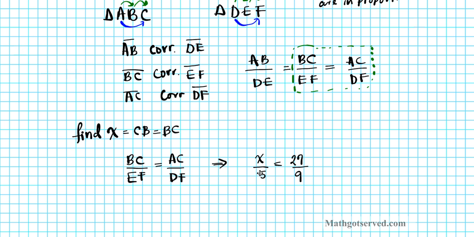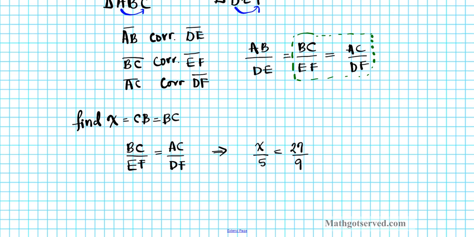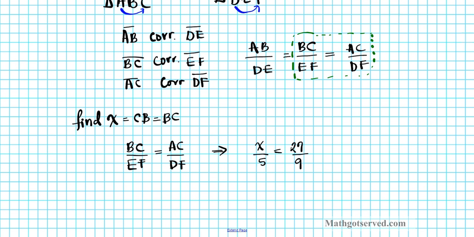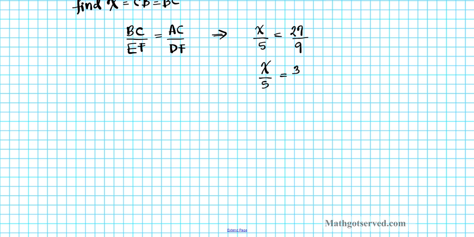How do we solve for x here? We just solve this algebraic equation. Now we can simplify the right side. We have x over 5. What is 27 divided by 9? That's 3, right? And then to finish this up, we simply multiply both sides by 5. So your final answer is x equals 15. Okay, and that's that.